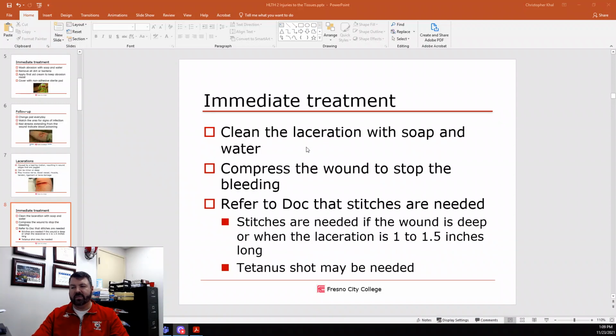So, immediate treatment: soap and water. You don't want to use anything other than really soap or water. Best, I mean, you can also just irrigate it. I'll talk about irrigation later on in this PowerPoint, but that's just running water through it. Again, no alcohol, no peroxide, nothing like that. That's actually going to slow down the healing by a considerable amount. So keep it clean, compress it, stop bleeding. Compression is the best thing you can do.